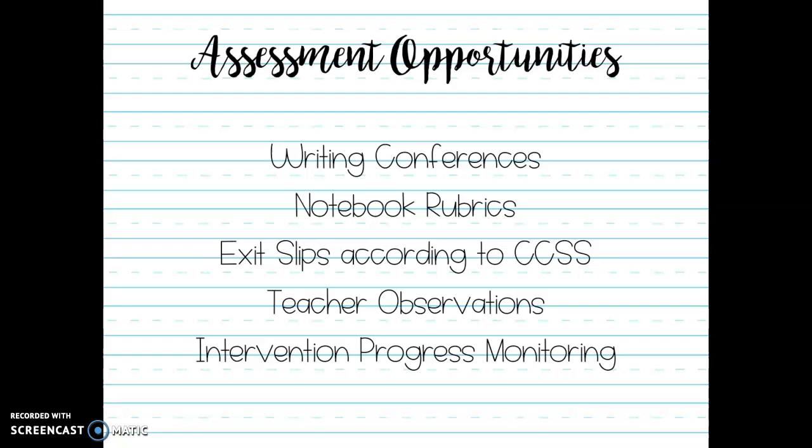You can use rubrics for the notebooks that you're keeping, or exit slips according to the Common Core state standards, teacher observations, and all of this can be used for progress monitoring for interventions. For example, if you're always seeing that this student is never capitalizing at the beginning of a sentence, you can take this time to try to put interventions in place and use all of these tools as opportunities for the students to show what they know.